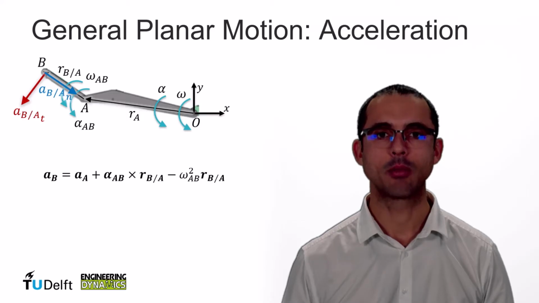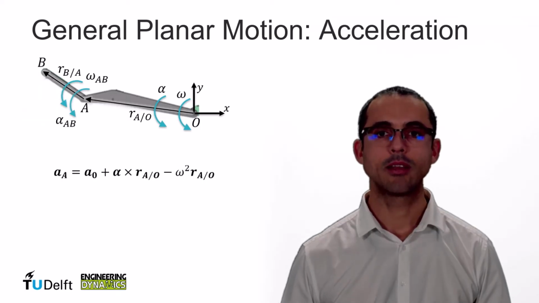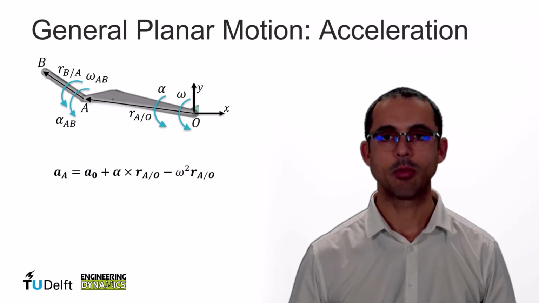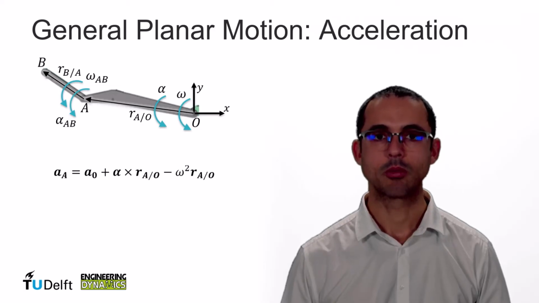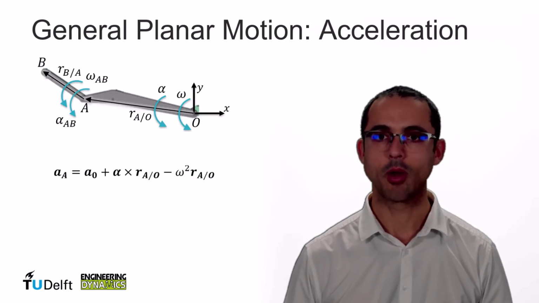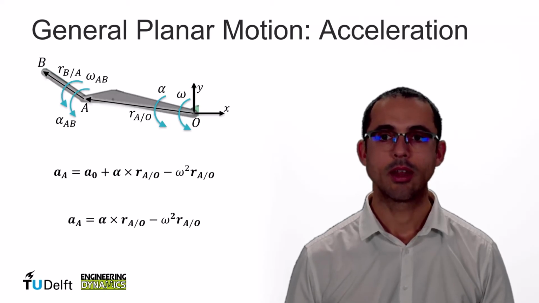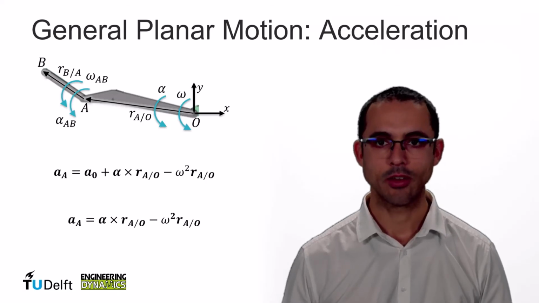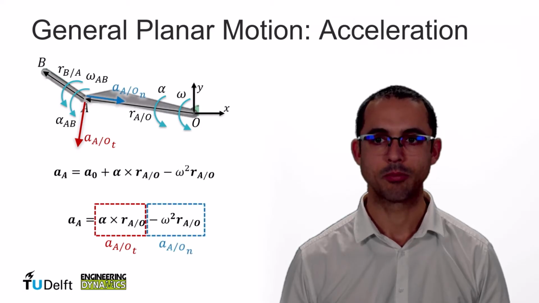Let's link this outcome with our previous knowledge on accelerations of rigid bodies undergoing rotation about a fixed axis. Applying the relative acceleration equation that we just derived to find the acceleration at point A using point O as a reference, we have the following. Remembering that point O is a fixed point, the acceleration there must be 0. Thus, the acceleration at point A becomes a tangential acceleration term added to a normal acceleration term.